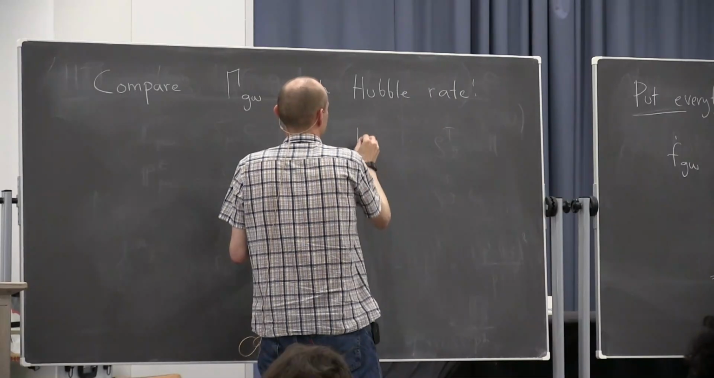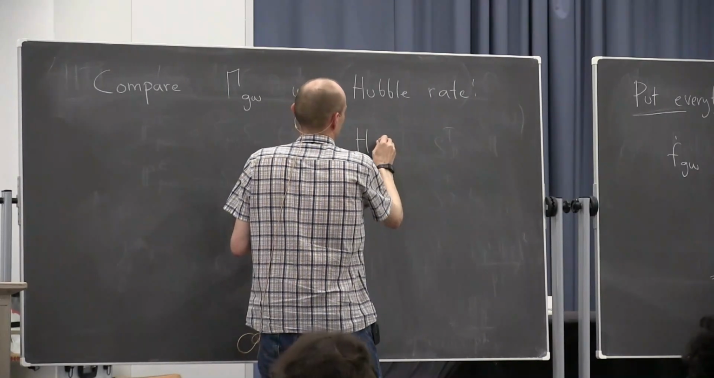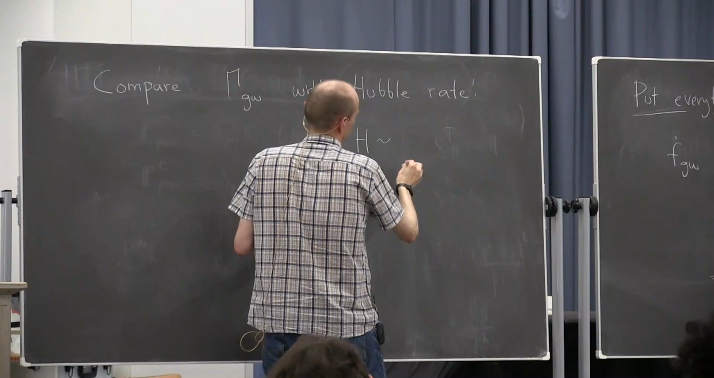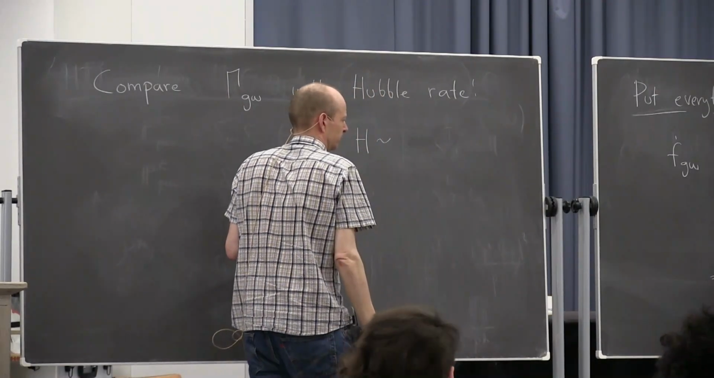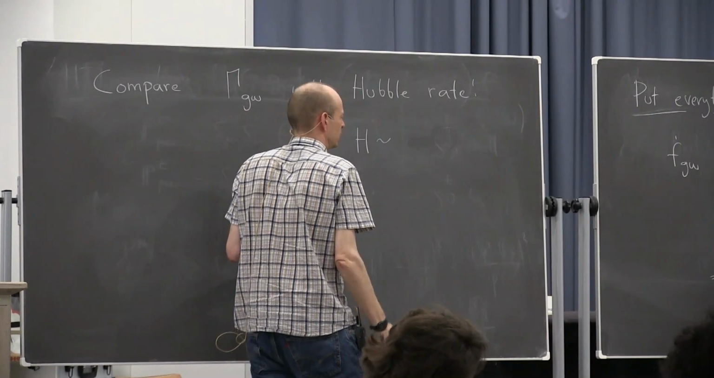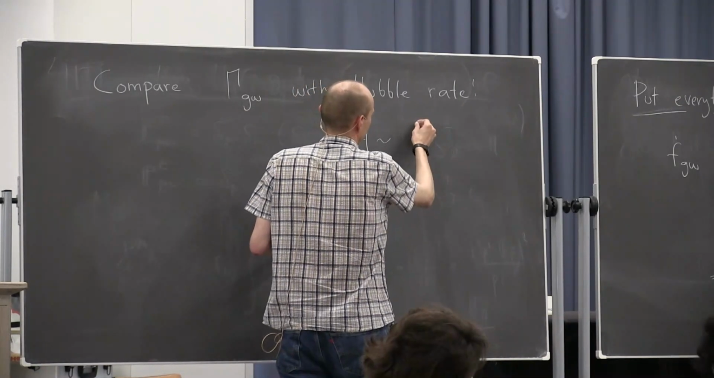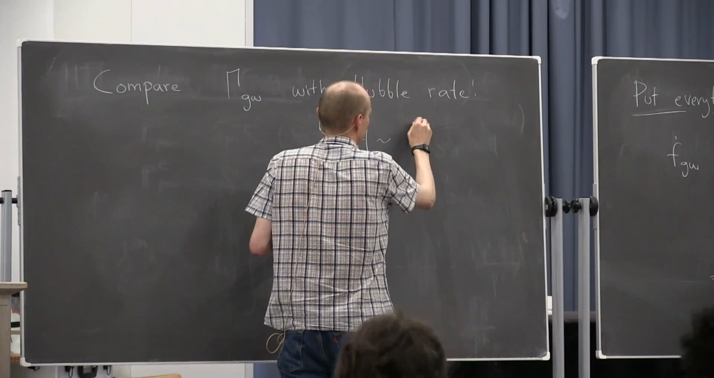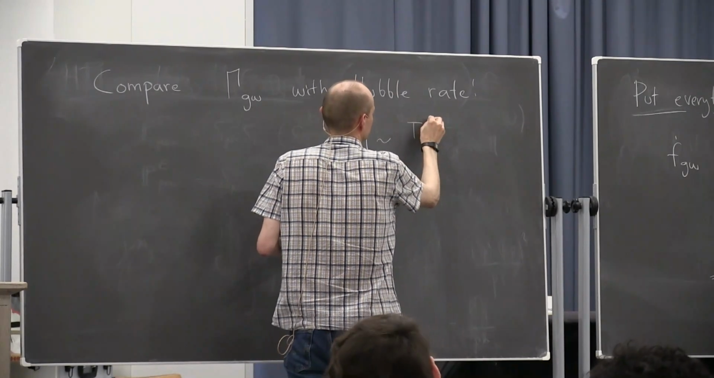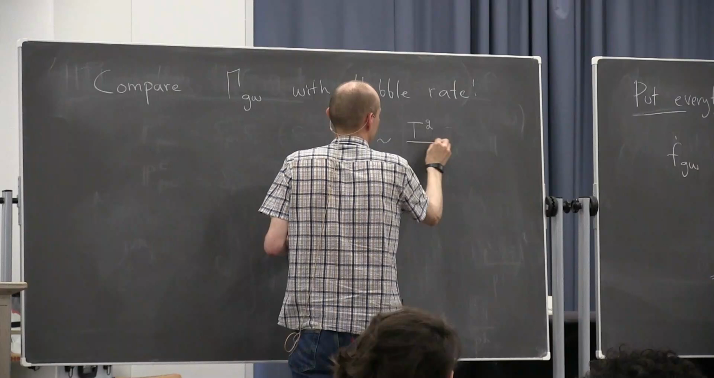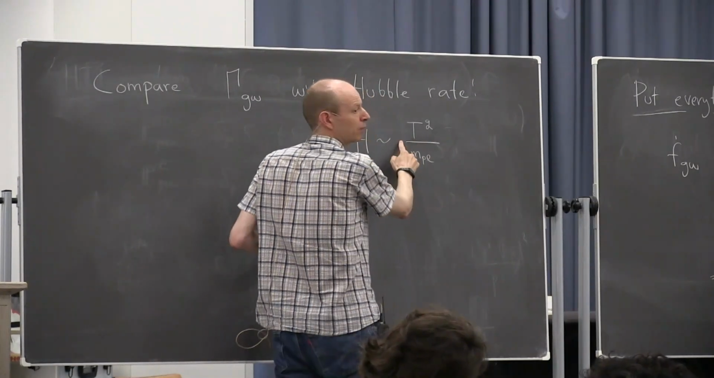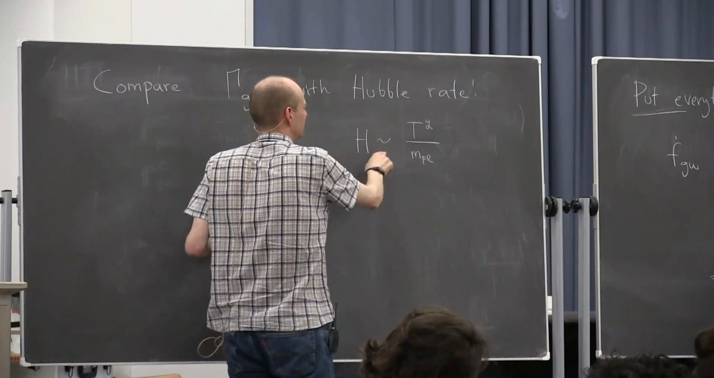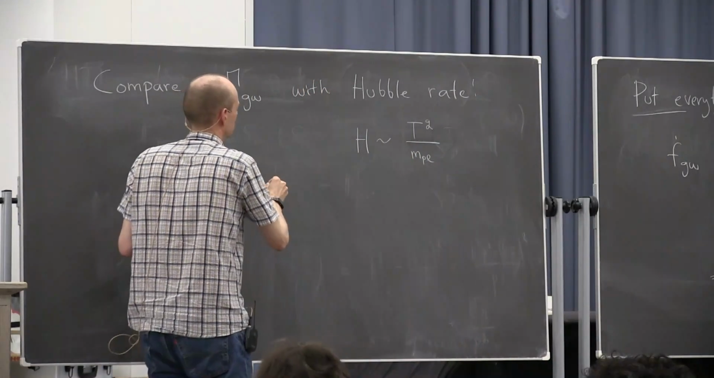So the Hubble rate. Maybe not yet. But in a thermal medium, the Hubble rate is proportional to T squared over the Planck mass. And then there are some numbers, but now we don't need the numbers. That's the order of magnitude here.